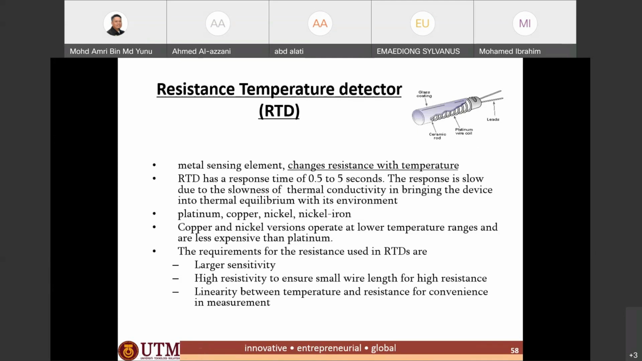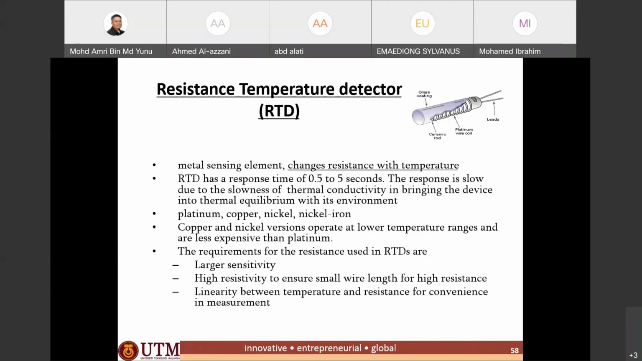So it's basically based on a metal wire, and the RTD has a slow response time of between 0.5 to 5 seconds. This response time range is because of the thermal conductivity in bringing the device into thermal equilibrium with its environment, or with the object whose temperature it wants to measure. Okay.